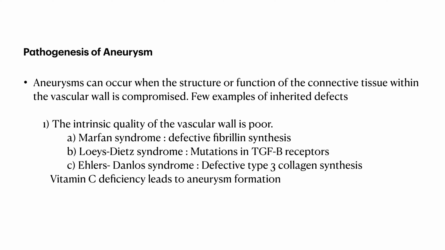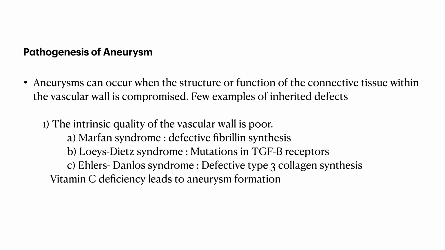The second syndrome is Loeys-Dietz syndrome. Loeys-Dietz syndrome is characterized by mutations in TGF beta receptors. As cells won't be receiving proper signals or stimulation for synthesis of elastin and collagen, there would be defective synthesis of elastin and collagen 1 and 3, thus leading to formation of aneurysms. In individuals with this syndrome, there might be a very high risk of rupture of aneurysms, as they have very poor intrinsic quality of the vascular wall. Thus, even a small aneurysm can lead to catastrophic consequences.